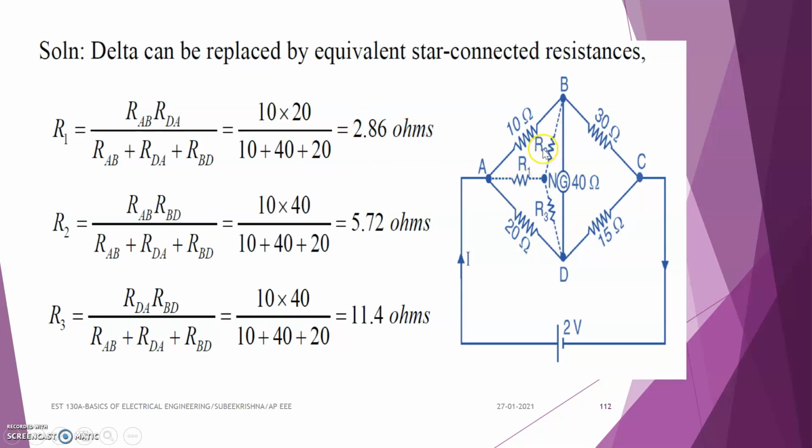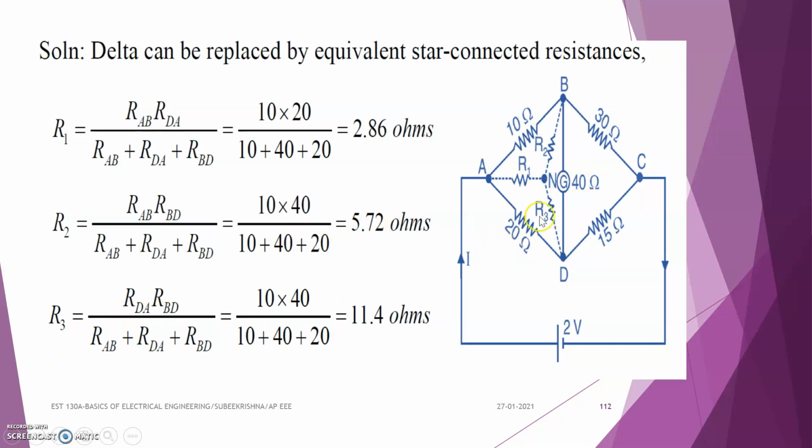And for finding the value of RB, the resistance on the upper side of this RB is 10, and we should multiply that 10 into 40, the lower side resistance being 40. So 10 into 40 divided by the total sum of the resistances of that delta connected network, that is 10 plus 40 plus 20. So we get 5.72 ohms.